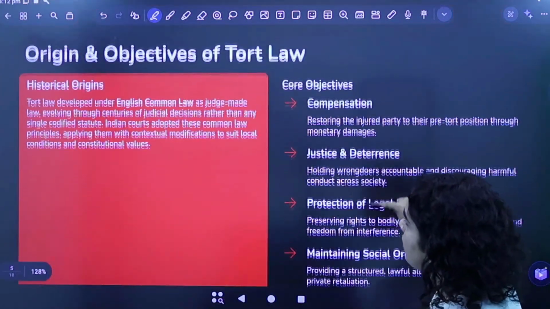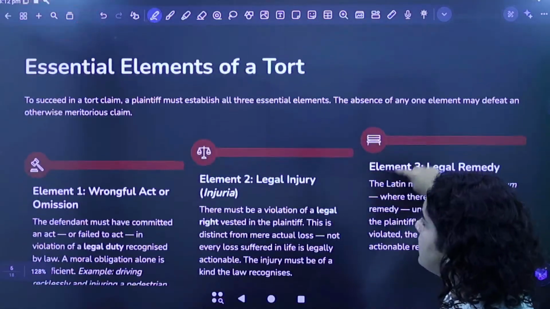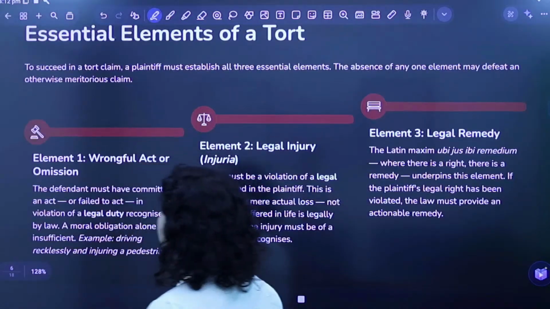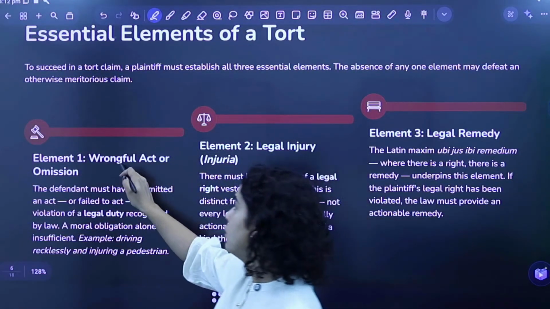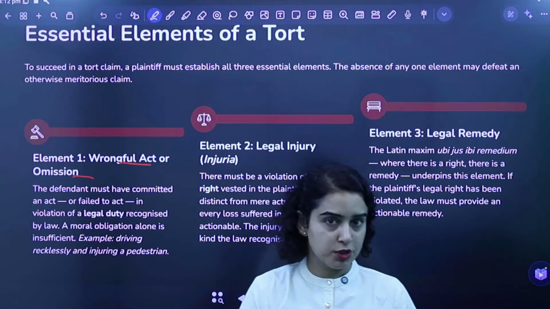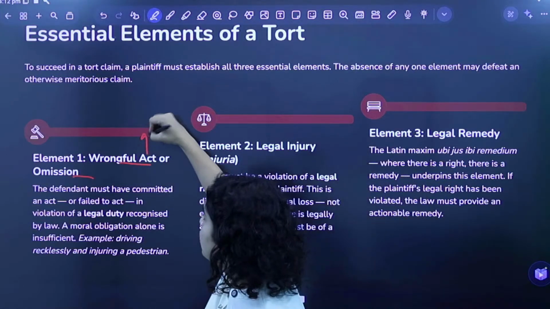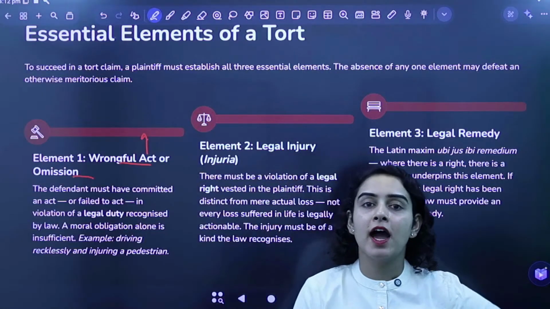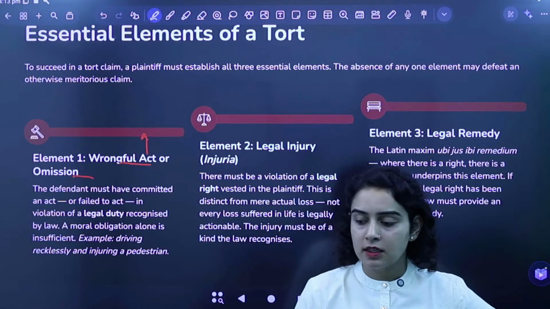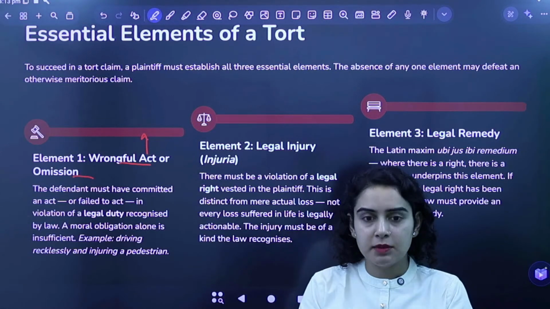Now, okay, let's understand the essential elements and let's just understand it very simply. First thing is that there has to be any wrongful act or omission. दो चीजें यहाँ पे बोली गई हैं. One is an act, second is an omission. Act का मतलब होता है to do something, right? If you're acting some way, if you're acting careless, right? Acting basically means you're doing something.